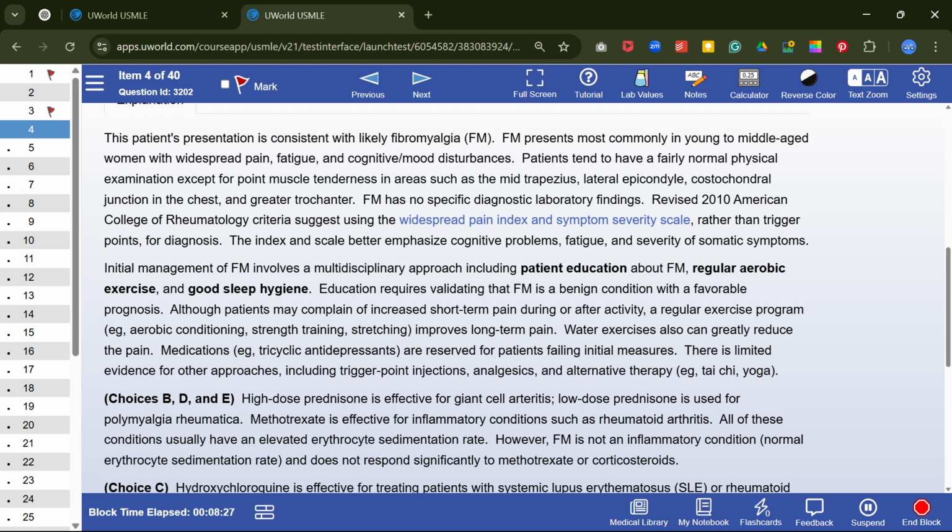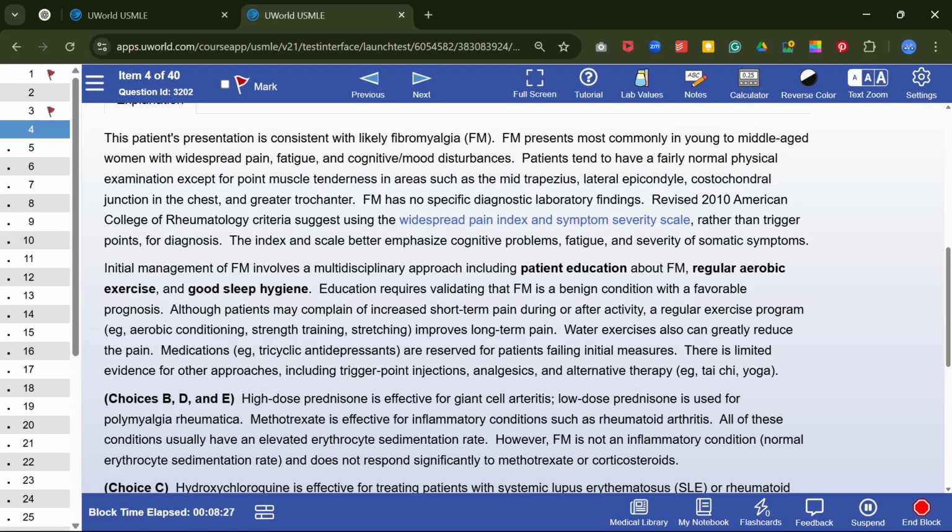Initial management of fibromyalgia involves a multidisciplinary approach including patient education about fibromyalgia, regular aerobic exercise, and good sleep hygiene. Education requires validating that fibromyalgia is a benign condition with a favorable prognosis, although patients may complain of increased short-term pain during or after activity.